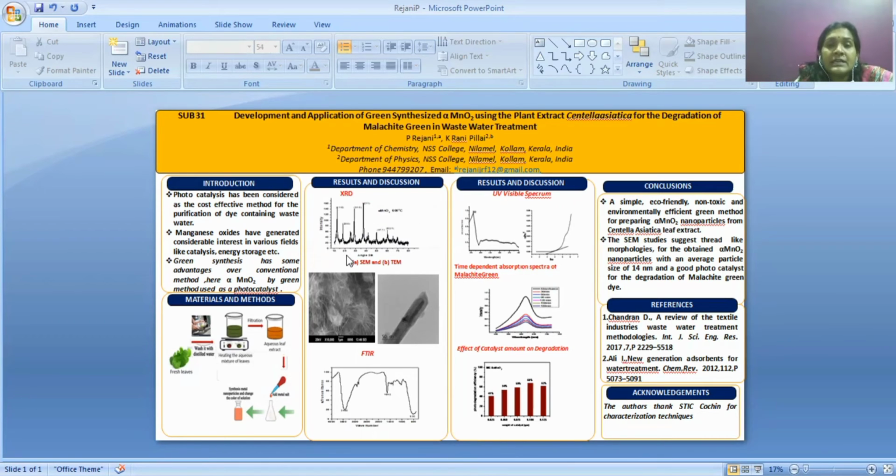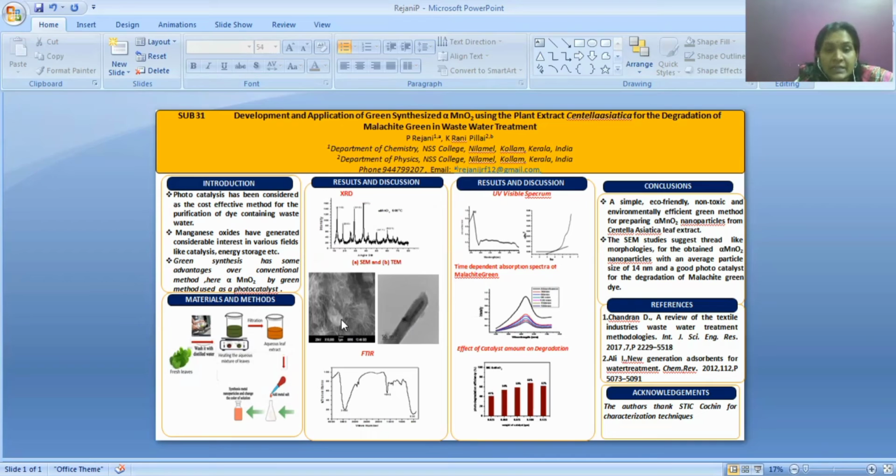From the XRD pattern, we can calculate the particle size using the Scherrer formula. We calculated the particle size, and it is approximately 14 nanometer. And here is the SEM image, followed by the TEM image.